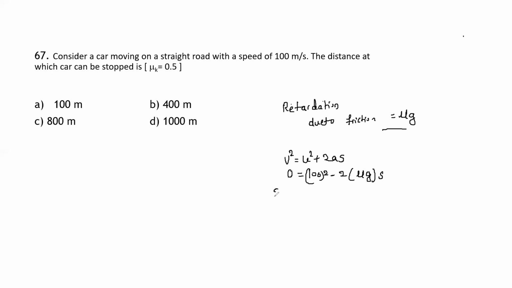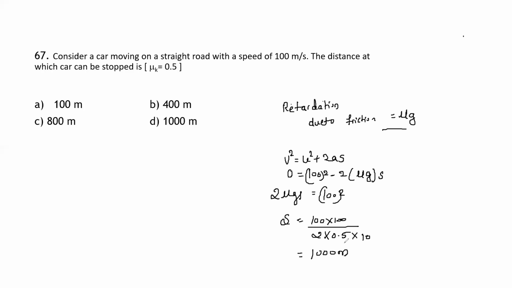I can take it on the other side. It becomes 2 mu g into s is equal to 100 square. We need to calculate the distance value. Therefore, it is 100 into 100 divided by 2 into mu value is 0.5 into g value is 10. So if you simplify this, you are going to get the answer as 1000 meters. The correct answer is 1000 meter. That is option D. Option D is the correct option here.